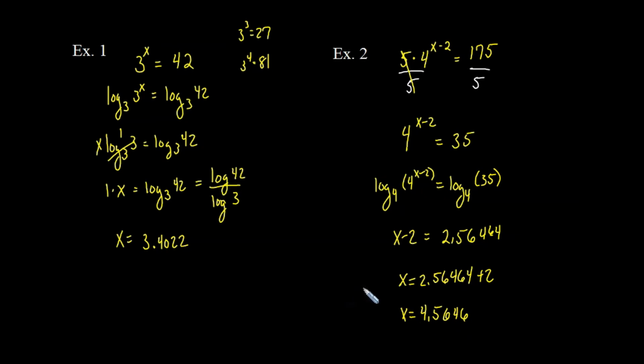The biggest difference in example 1 and example 2 is that coefficient we had to take care of in the very first step on example 2 by just dividing it off. And remember, we're just trying to isolate that exponential term prior to taking the inverse function of both sides, which happens to be a logarithm in this case.